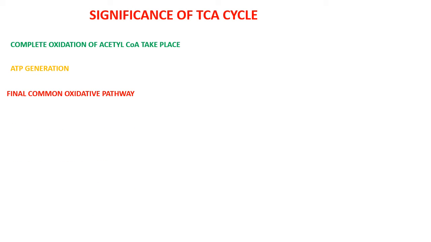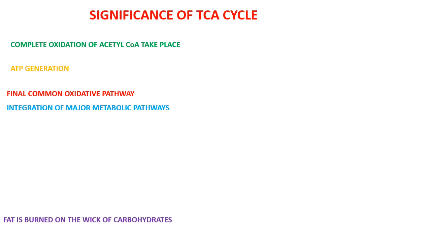It is the final common oxidative pathway where all the metabolic pathways converge at one point, as I already told you. Integration of major metabolic pathways takes place here, synthesis of new metabolites takes place, and catabolism also takes place. So it is an aerobic and amphibolic pathway.